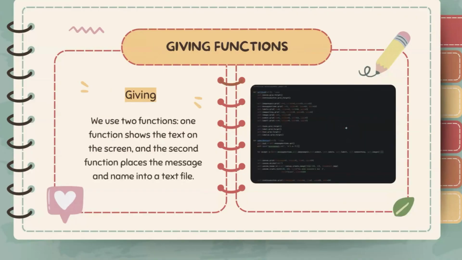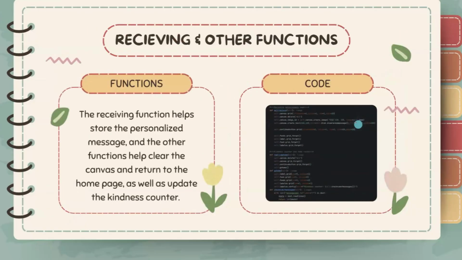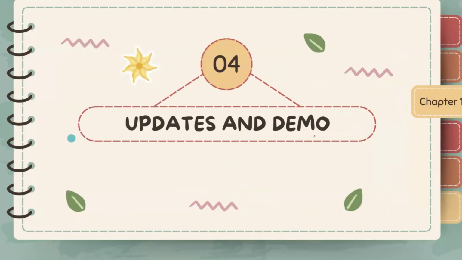Giving functions. We use 2 functions. One function that shows the text on the screen, and the second function that places a message and the name into a text file, so it can be retrieved later. Receiving and other functions. The receiving functions help store the personalized message, and the other functions help clear the canvas and return to the home page, as well as update the kindness counter. This is the picture of the code.